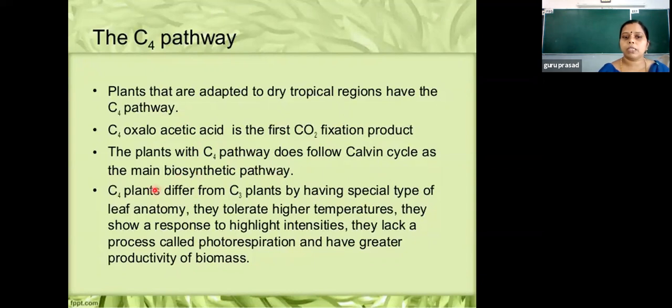So, how are C4 plants different from C3 plants? Because they have a special type of leaf anatomy. Okay, that anatomy is said to be what? Kranz anatomy. Kranz anatomy. The meaning of Kranz is wreath.